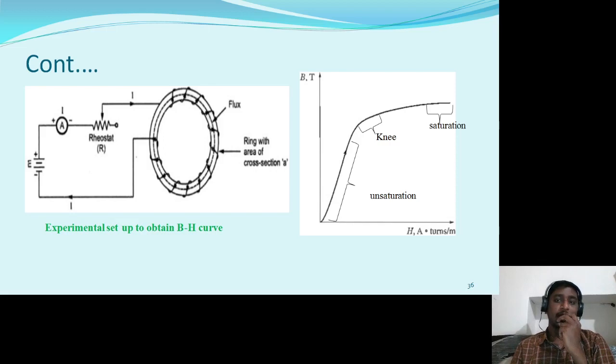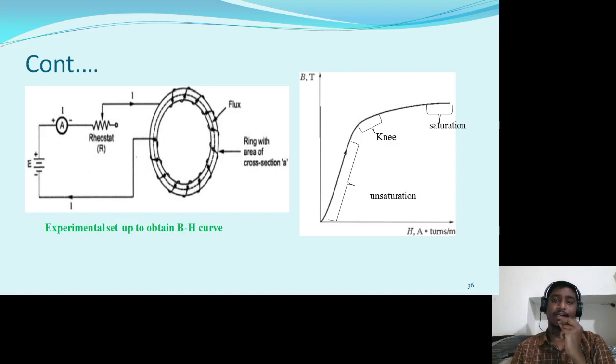If you observe the graph, flux density versus field intensity consists of three portions: unsaturation, knee point and saturation. Under the unsaturation portion, there is a rapid increment for B as well as H. But the knee portion lies in between unsaturation and saturation, and under this portion there is only a slight increment for flux density as well as field intensity. Finally, flux density and field intensity both reach the maximum.